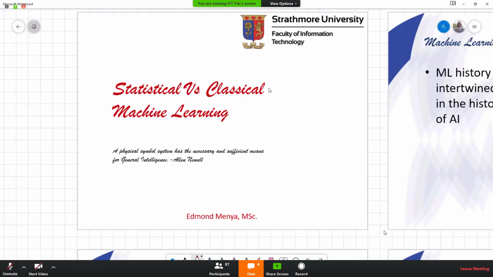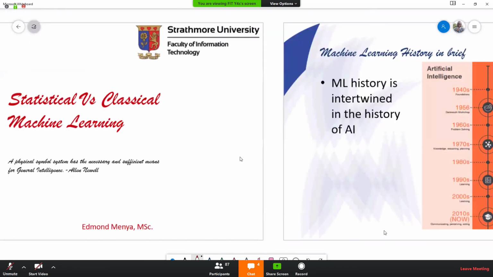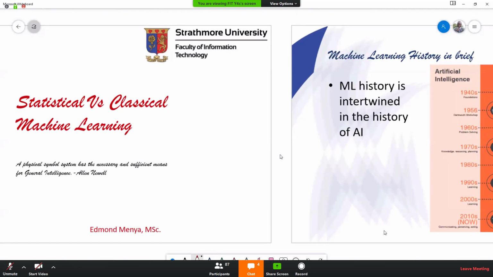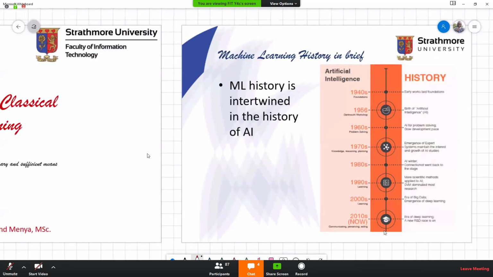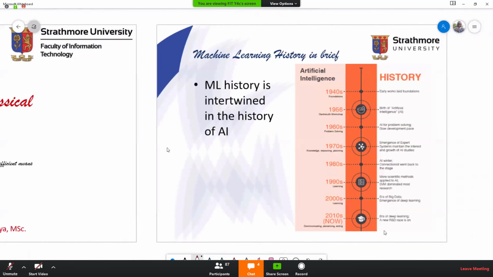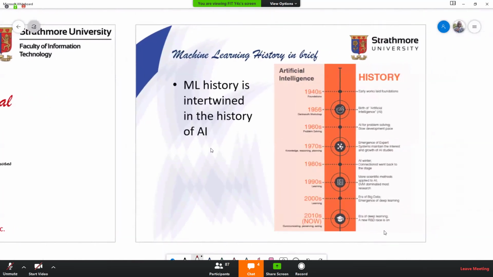So the key idea here that we are going to see, and there's a saying here by Newell that you can actually read through: physical symbol systems as the necessary and sufficient means for general intelligence. I will discuss that in a moment. But now, we are trying to track down the history of machine learning very briefly and very fast, just for our knowledge. So it is as deep as the history of AI.